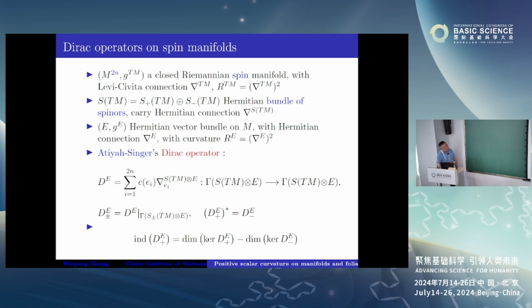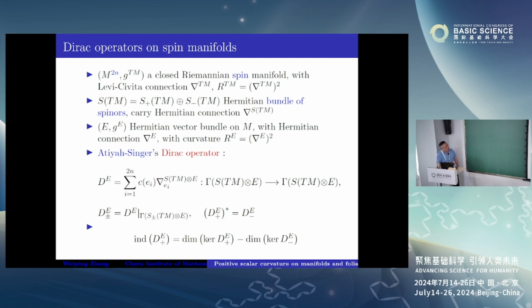We take an even dimensional manifold. We assume, for example, that it is closed, a Riemannian manifold with a metric g TM, and we assume it is a spin manifold. That means it verifies a topological condition: the second Stiefel-Whitney class of the tangent bundle is equal to 0. With the metric we also have a Levi-Civita connection and the associated curvature. So the spin condition and the metric determine the bundle of spinors, which is a Hermitian vector bundle.